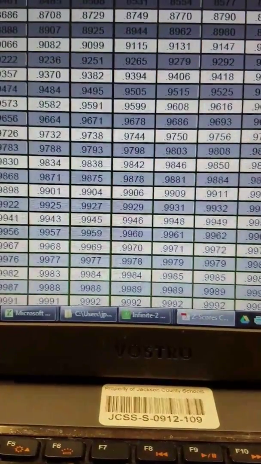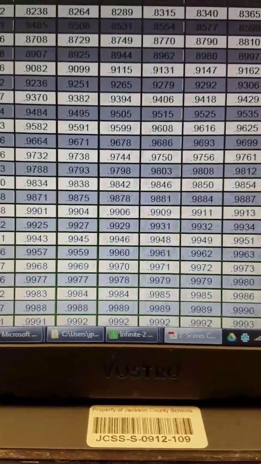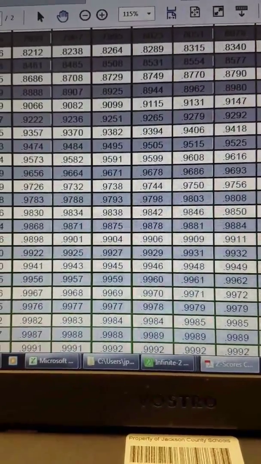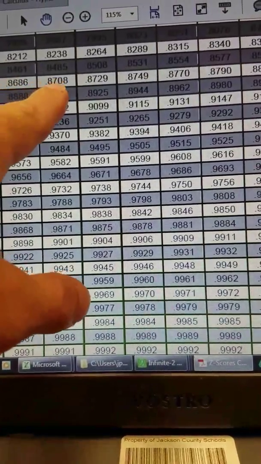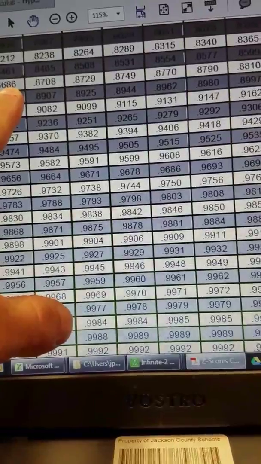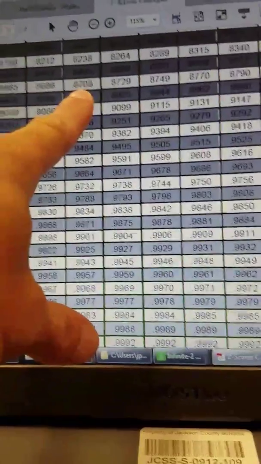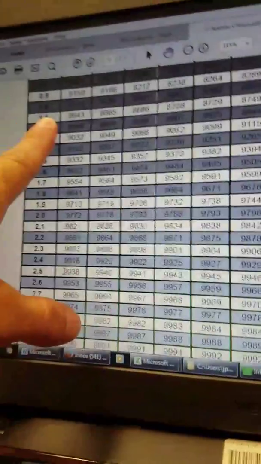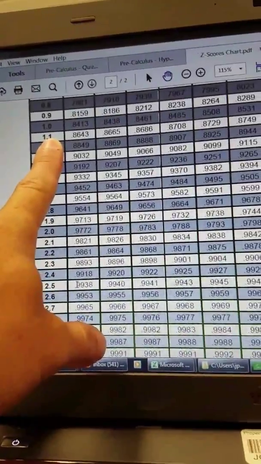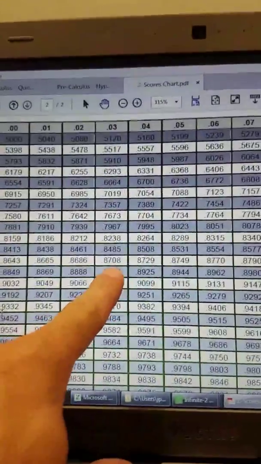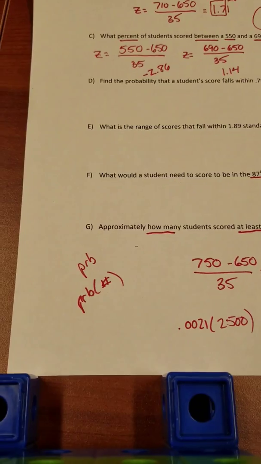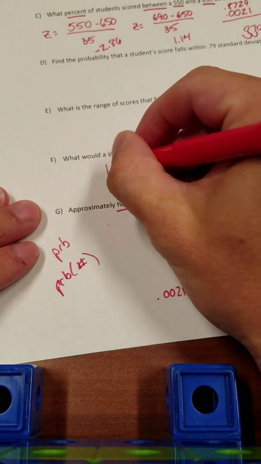So I'll look over here. I'm obviously on my positive side of my table. If I was on the negative side of my table, everything would be below 50%. So 87th percentile. So I'm looking for something close to 0.870. And then when you look at it, 0.8708, 0.8686. So that means I'm going to go with this number, 0.8708. Scroll across. That shows me it's 1.1. And then I go up. And that falls in the 0.03 category. So it's 1.13. So my Z-score is 1.13.